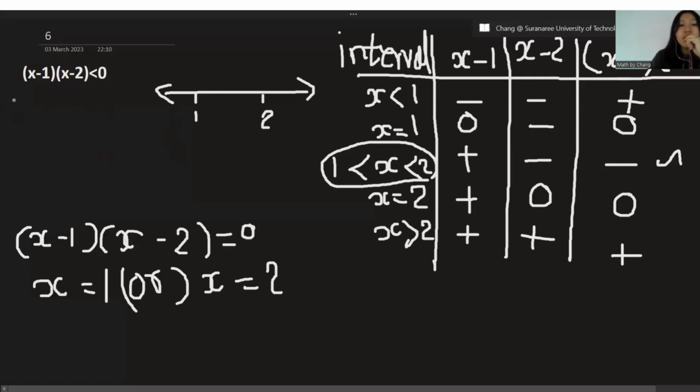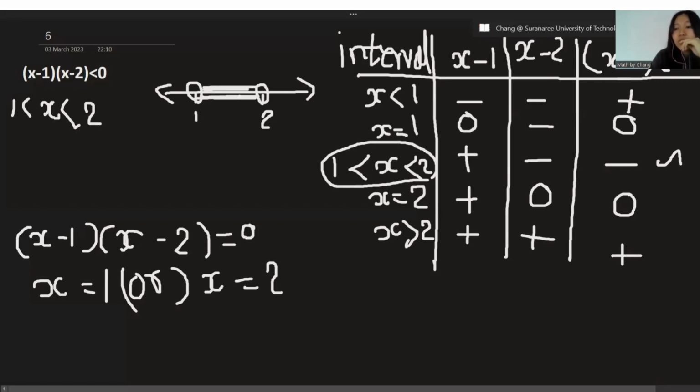So just write here, 1 less than x less than 2. All right, you get this. So the value of x exists between 1 and 2. Since x is greater than 1, you have to shade to the right of 1, and since x is less than 2, you have to shade to the left of 2. Also, you don't need to shade the circles, right? Because there is no equality sign. Okay, so this is what you get.